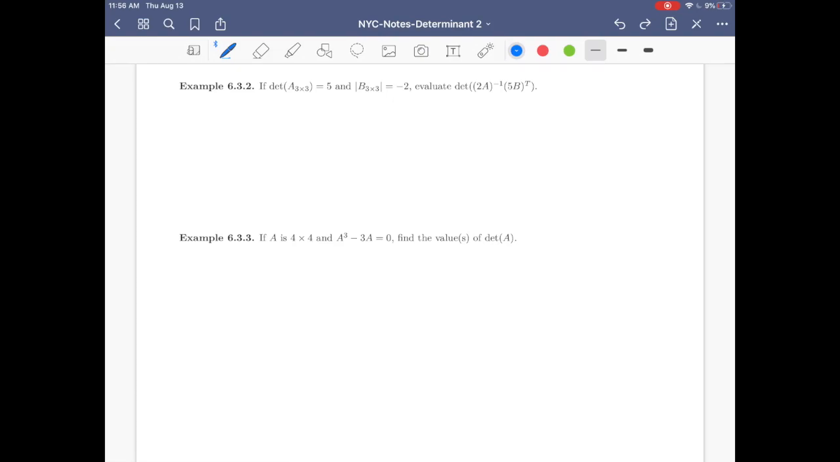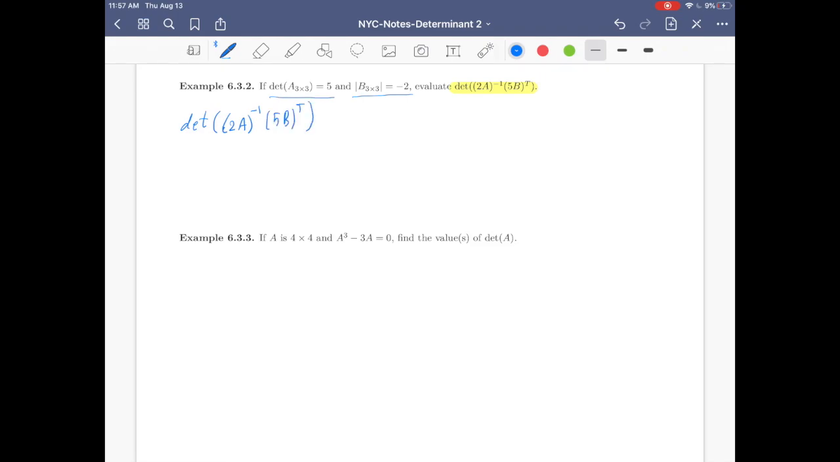Today we will do 3 examples related to the properties of the determinant. Example 6.3.2 says: if the determinant of A, which has the size 3 by 3, equals 5, and the determinant of B, which is again the size 3 by 3, equals -2, then evaluate this determinant right here. Good. So we should evaluate this determinant.